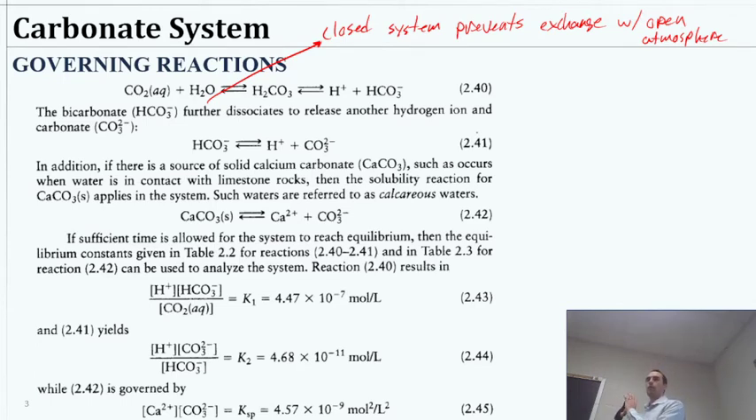For the case we'll take a look at today, how we would solve for the pH of natural rainwater, it obviously has to be an open system because it's open to the atmosphere, and we want to account for how much CO2 is in the atmosphere.